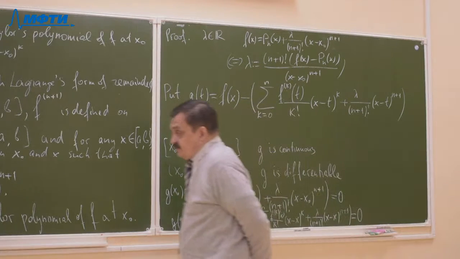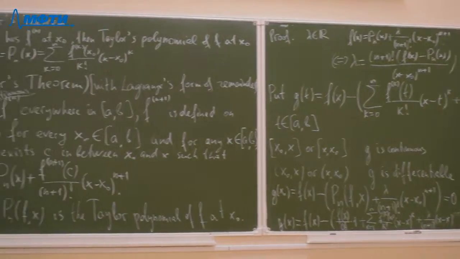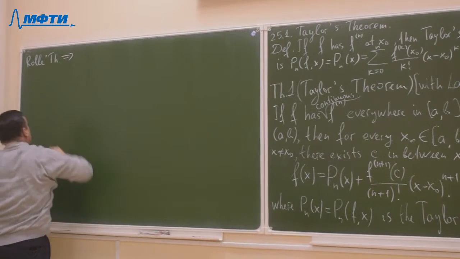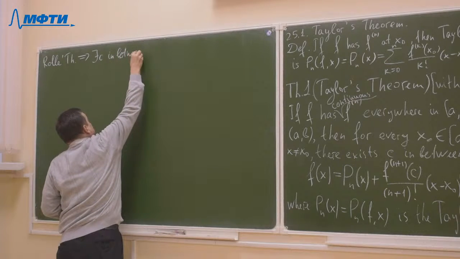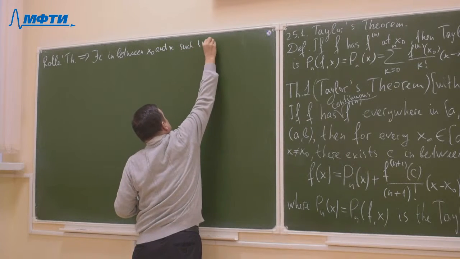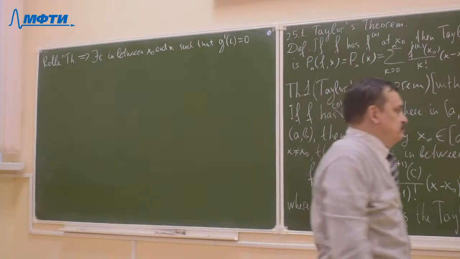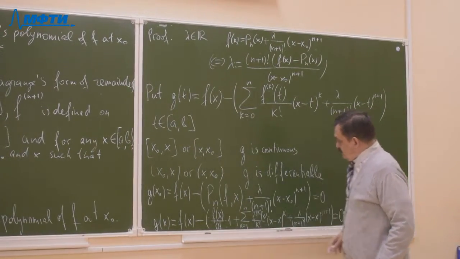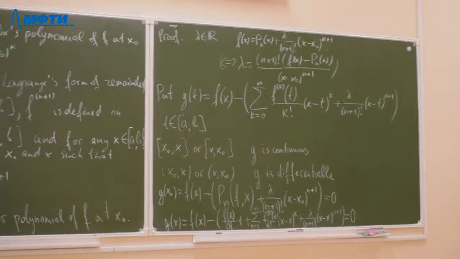It means the function g satisfies Rolle's theorem. So we can deduce by Rolle's theorem there exists C in between x naught and x such that g prime at C equals 0. Because of, once again, Rolle's theorem: the values at the ends of our segment equal 0, and all other conditions of Rolle's theorem are satisfied.